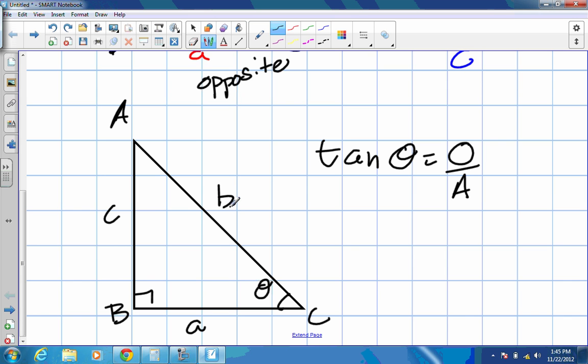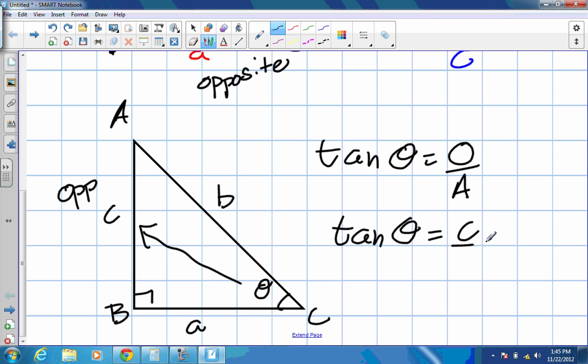In this case, tan theta is equal to, which is considered the opposite side here? That's right. This is our opposite. Okay, so C divided by, what is our adjacent side in this case? A, right? B is already the hypotenuse. This is our adjacent. And of course, this is the hypotenuse. So are they going to give us numbers? Yeah, we're going to get to that eventually.